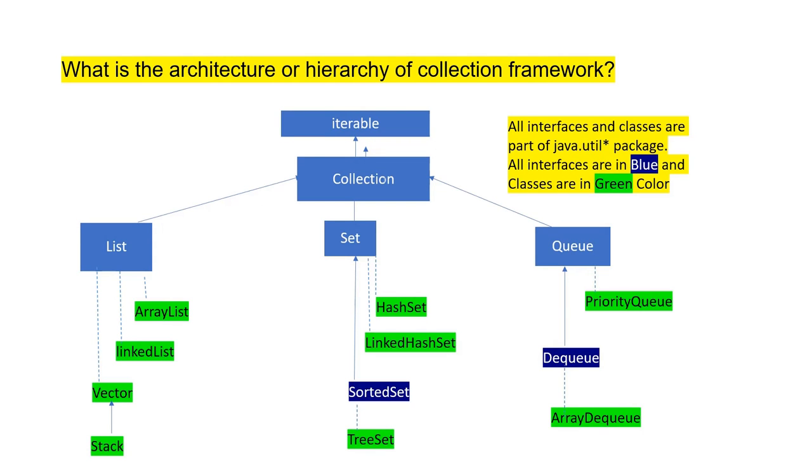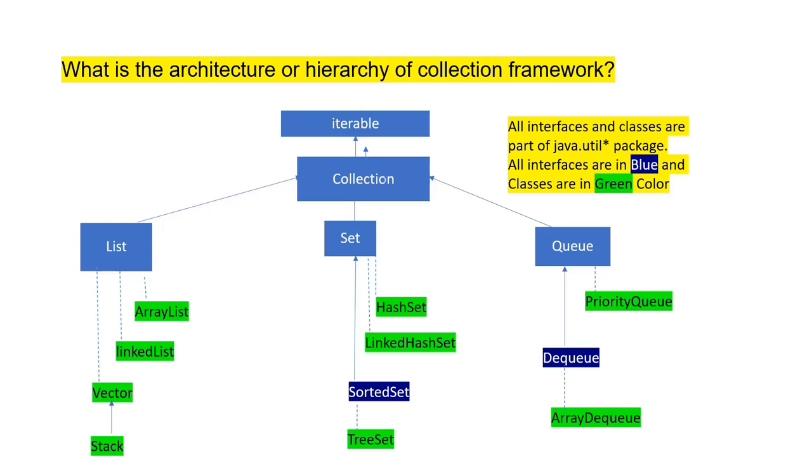So this is the hierarchy of collection. This is the most frequently asked question: what is the hierarchy of collection framework? Even if the interviewer does not ask you about the hierarchy, you can tell them that you know about the hierarchy of collection framework, because it will give them an impression that you already know about it. So first of all, in the hierarchy comes the iterable interface.